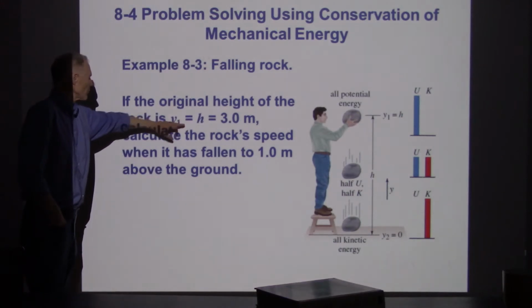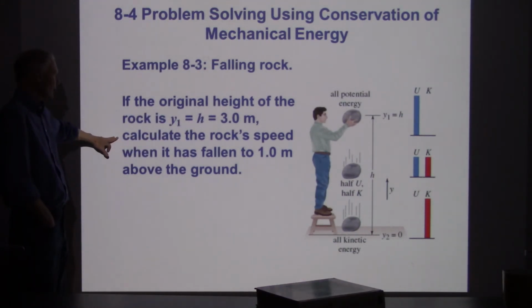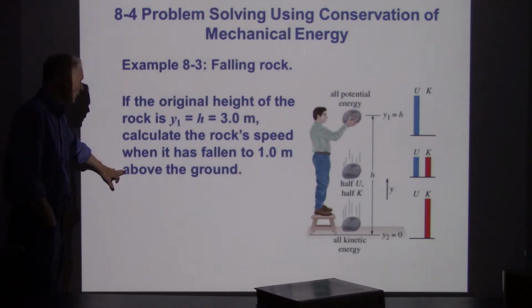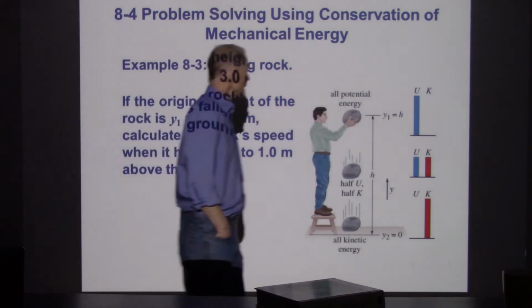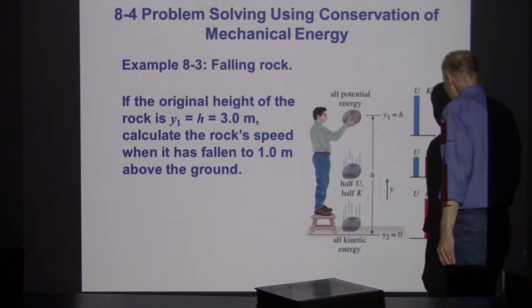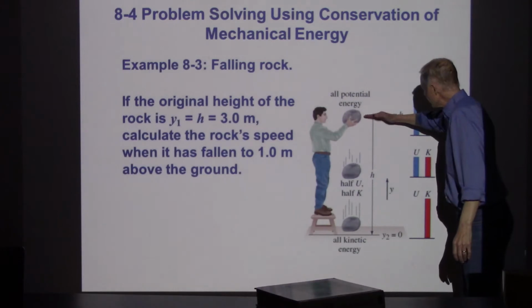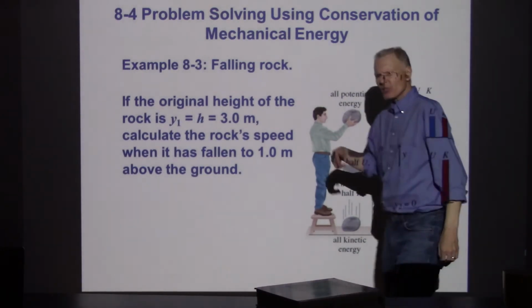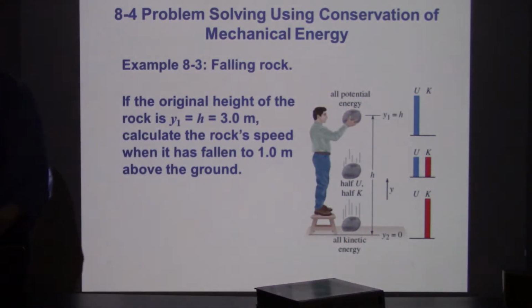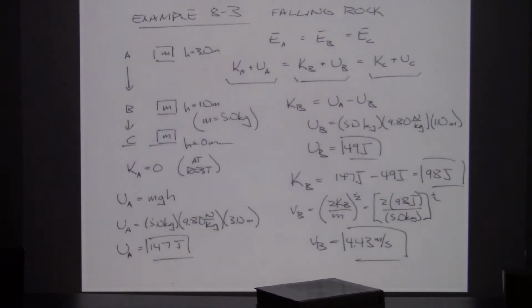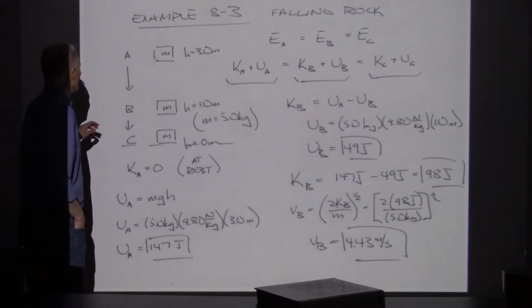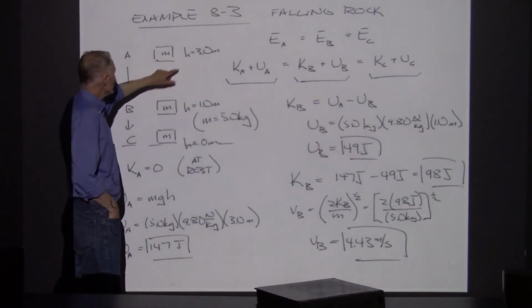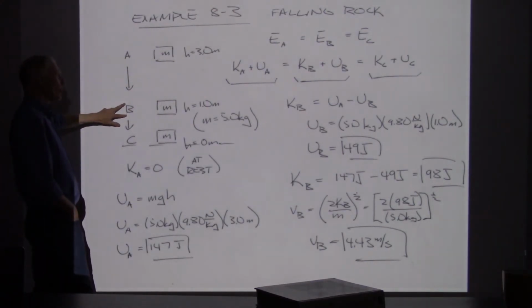So this is going to start off at 3 meters, and we calculate the rock's speed when it has fallen to a point 1 meter above the ground. And so, let's see. If this is 3 meters, this is 2 meters, this is 1 meter, this is 0. Maybe we should just calculate a series of velocities and see how this problem is going to work. So let's do that. What we'll do is start at point A.